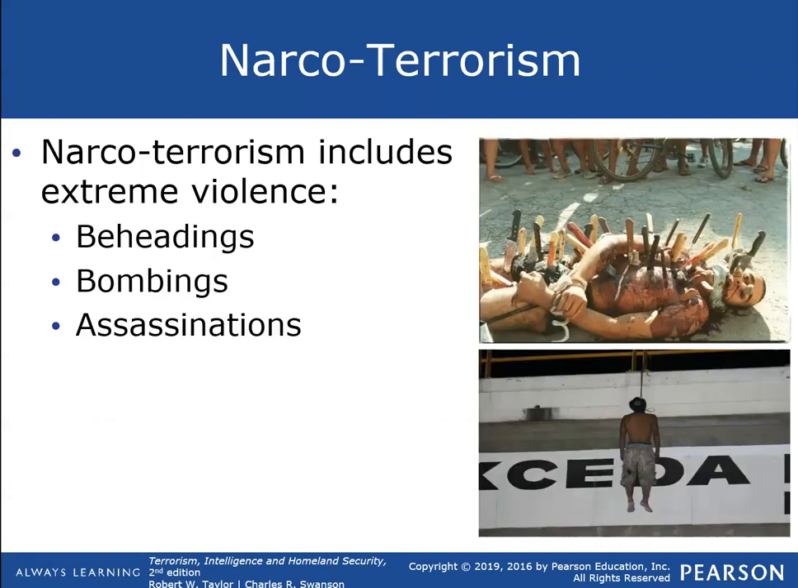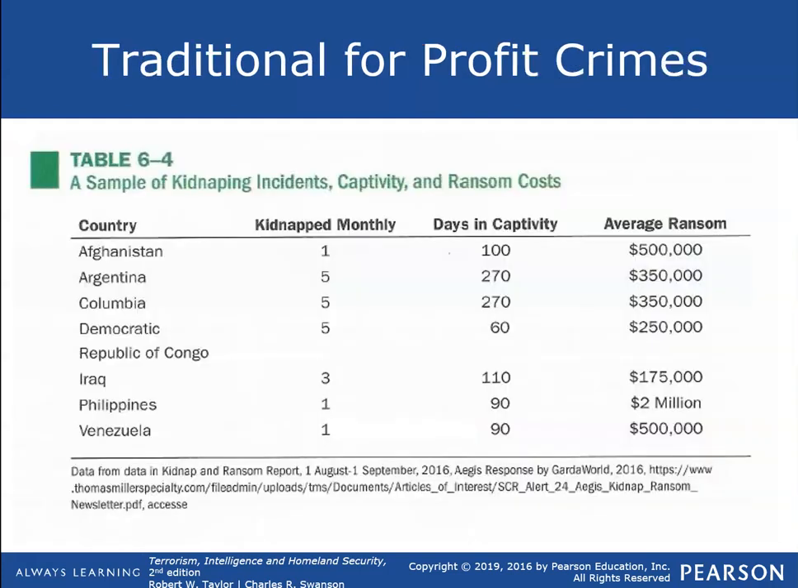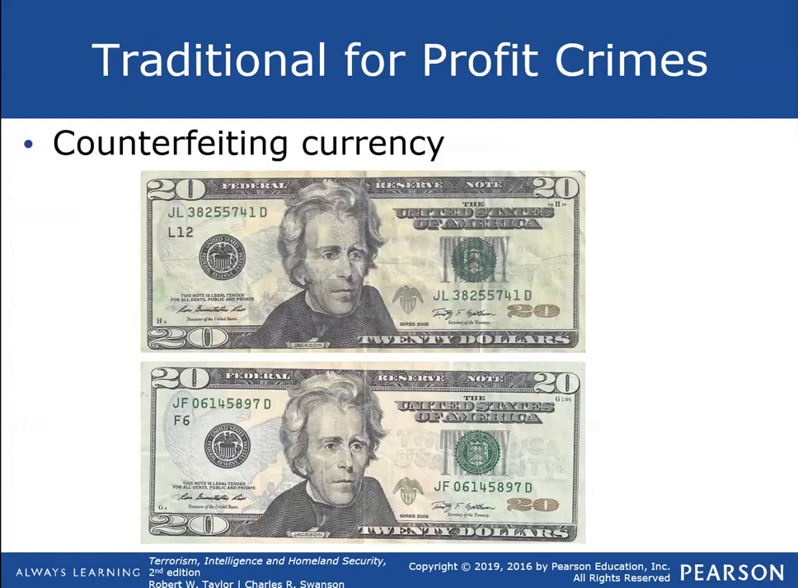And different types of narco-terrorism, just to throw that out there to you, would be things like beheadings, bombings, or even assassination. So this is violence that is linked to narco-terrorism. And then I threw in a little chart again that is a sample, if you will, of kidnapping incidents, captivity and ransom costs with some different countries. So you see the countries on the left, the kidnaps per month, the days in captivity, and about the average ransom that's being paid in the right-hand column.